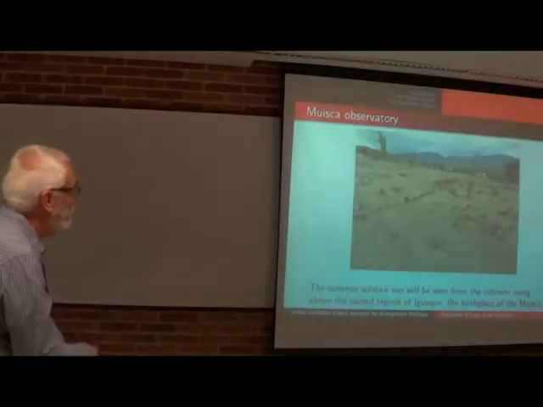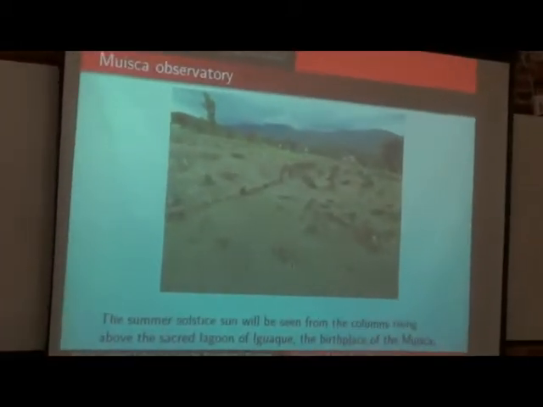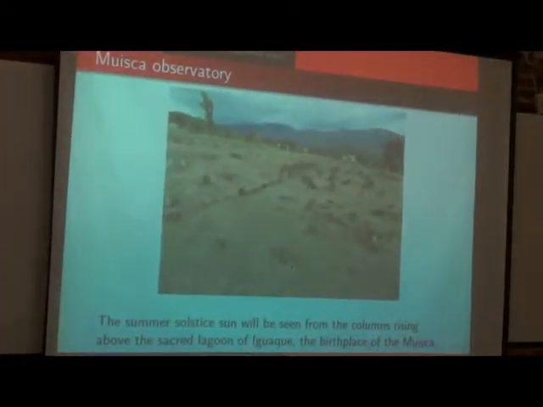Not for you, because I saw now a much older observatory, a kind of solar observatory. The interesting thing is that the sun will be seen from the columns rising above the lagoon of Iguaque. I hope I pronounce it correctly. The birthplace of the Muisca, the people living here. So if I understand right, it must be somewhere here, right? Because this is equinox, it points to this point.